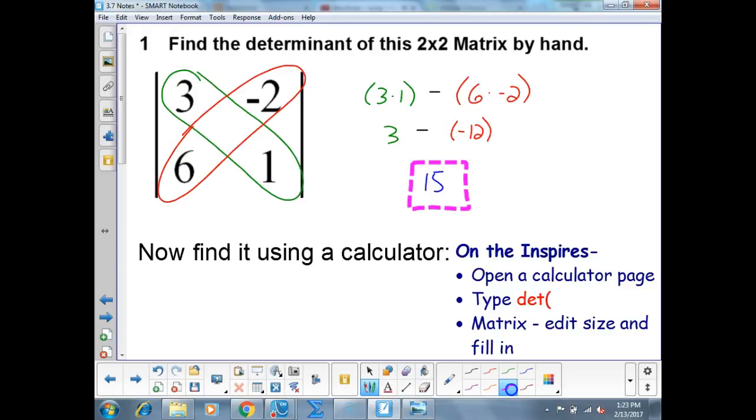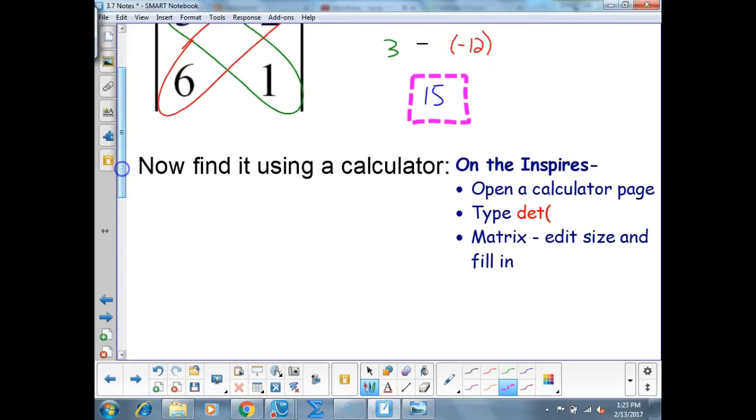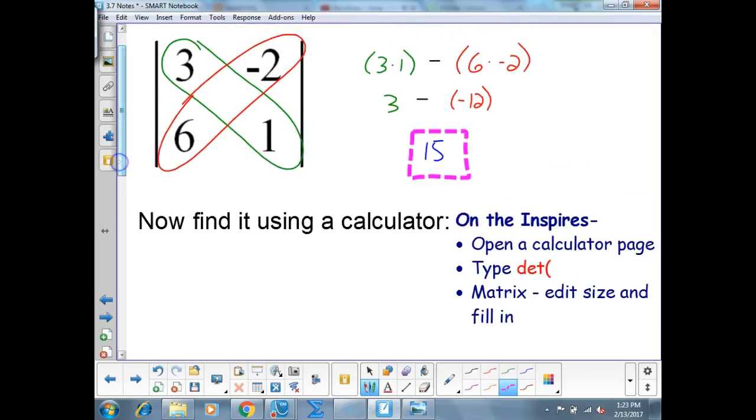Now, on the Inspire calculators, we can also find the value of the determinant. Actually, I'm going to write this down so I don't have to flip-flop back. So that's going to be 3, -2, 6, and 1. This is riveting internet listening right now as I'm writing these down on the board and they can't see anything.